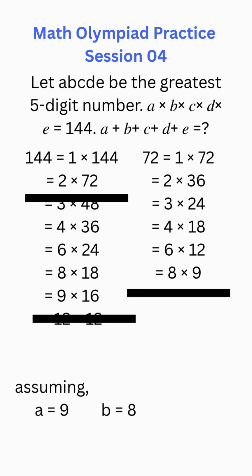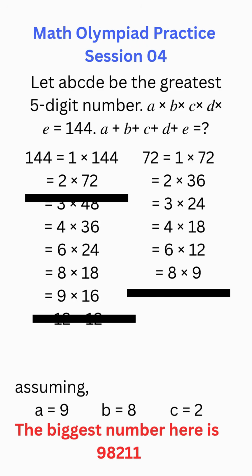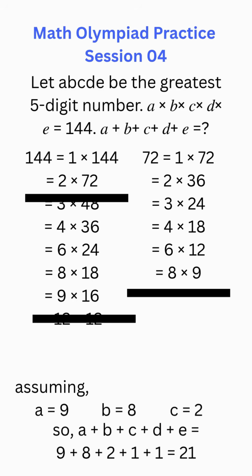And then after that, we can multiply the rest of the items. A equals 9, B equals 8, and what else can we use to get 144? We can use 2, so C is going to be 2, and since they didn't say that we can't repeat any numbers, we can just use 1 for D and E. So from here we can say our greatest five-digit number is going to be 98211. And now we just add that, and the addition is going to be 21. So that's the answer for this question. I hope you all got that.